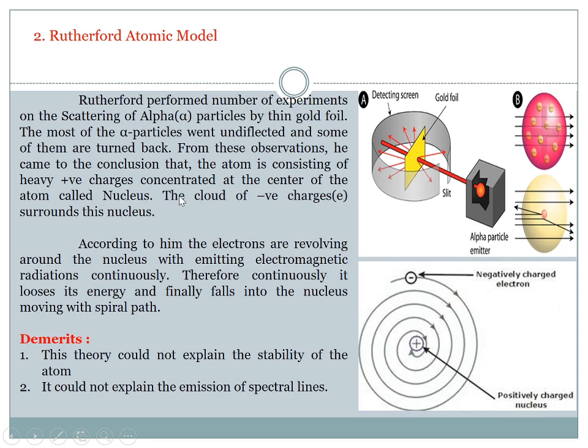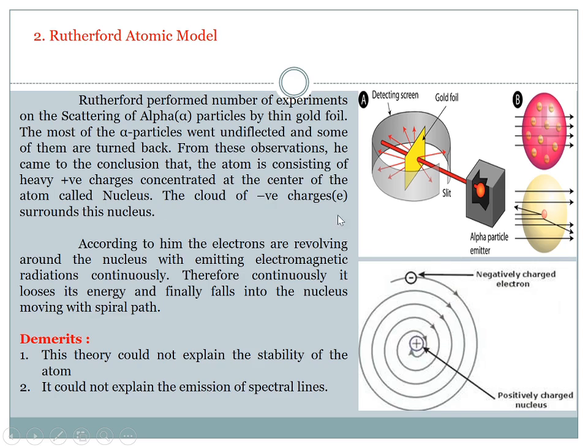Then the next, the Rutherford atomic model comes. According to the Rutherford atomic model, Rutherford performed a number of experiments on the scattering of alpha particles by thin gold foil. Most of the alpha particles went undeflected and some of them turned back. From these observations, he came to the conclusion that the atom consists of heavy positive charge concentrated at the center of the atom, called the nucleus. The cloud of negative charges surrounds this nucleus.